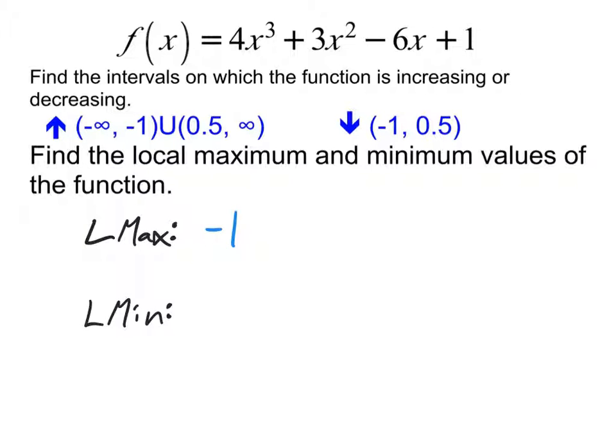And then where does it go for the local minimum? In other words, where does it change from decreasing to increasing? At 0.5. I'll write it as 0.5 here just for consistency, but again, 1/2 is fine.